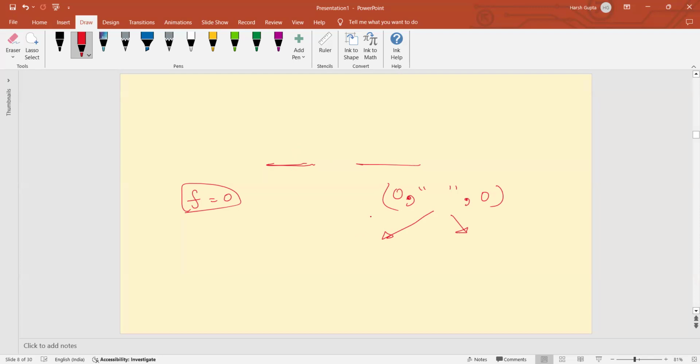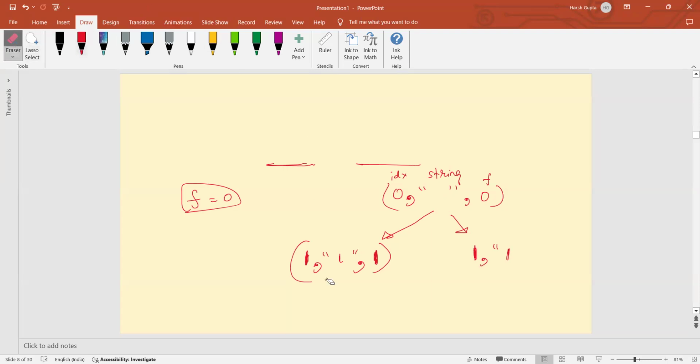Either I put 0 over here or I put 1 over here. If I let's suppose put 0 over it, this is actually my index, this is my string and this is the value of f. Now if I put 0 over here, my index will shift to 1 definitely. My string will become 0. But my value of f will change to 1 because now I have a restriction that I can't write 0 in the next index, isn't it? Similarly, if I put 1 over here, my index will shift to the next index. My string will become 1. Okay, sorry, I put 0 over here.